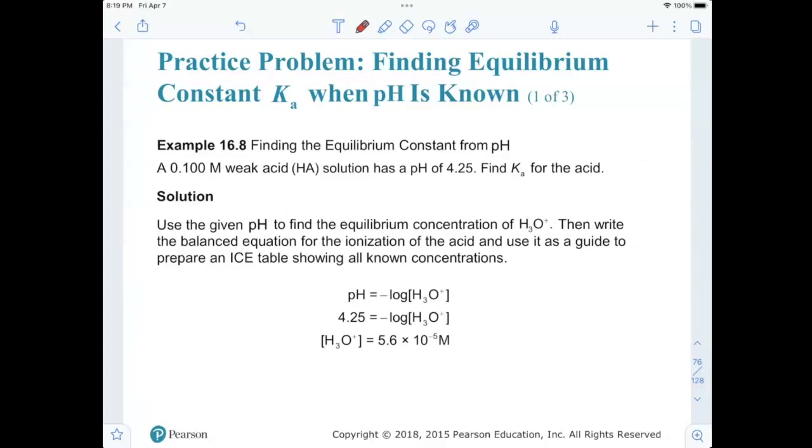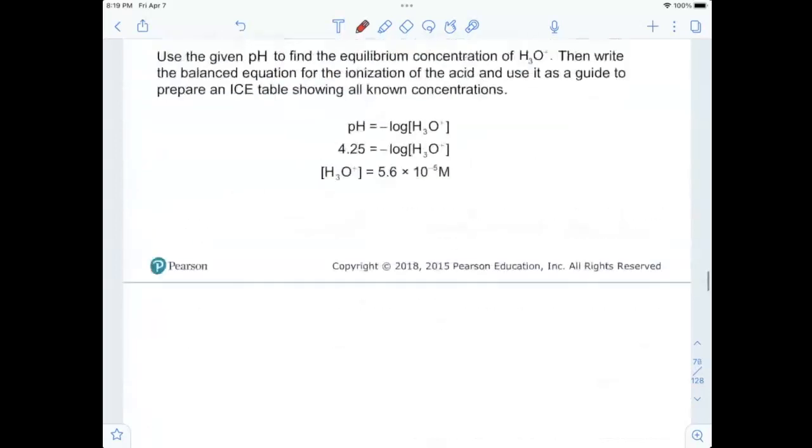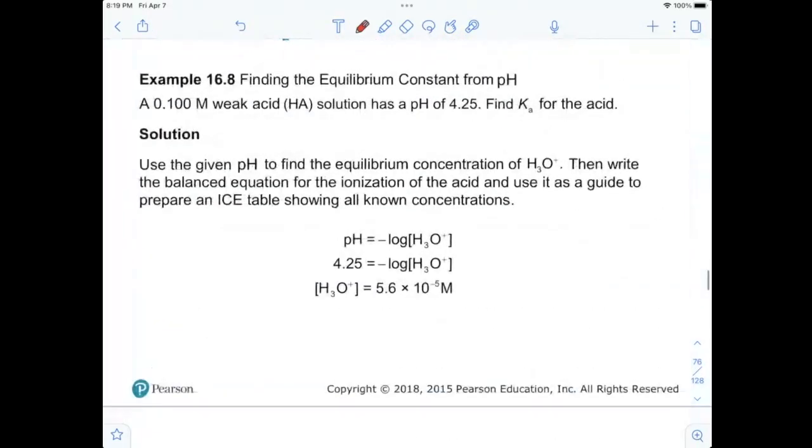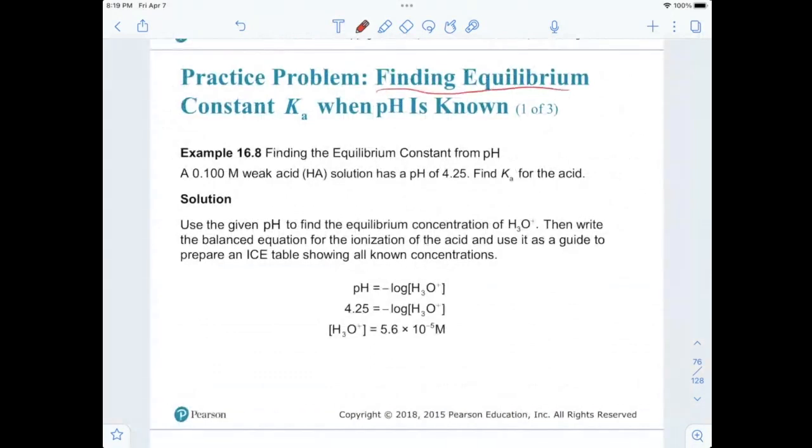Oh, this is different. This one here is different. Most of our lab stems from a question like this. So when we're working on this one here, we'll be doing a lab very similar to this. In this problem, it says find the equilibrium constant Ka when pH is known. So we're starting from pH and then filling the ice table to solve for Ka.